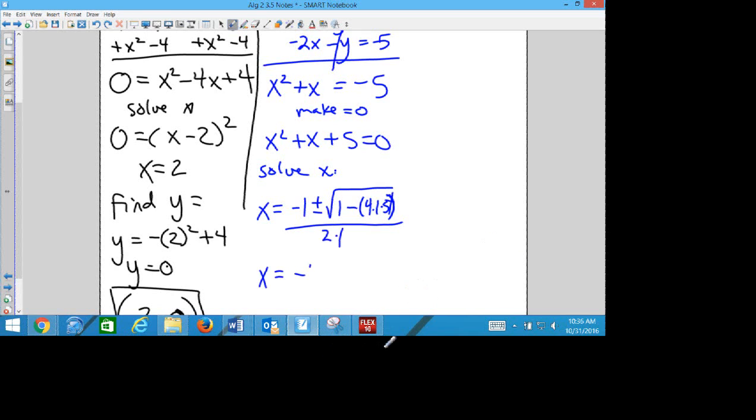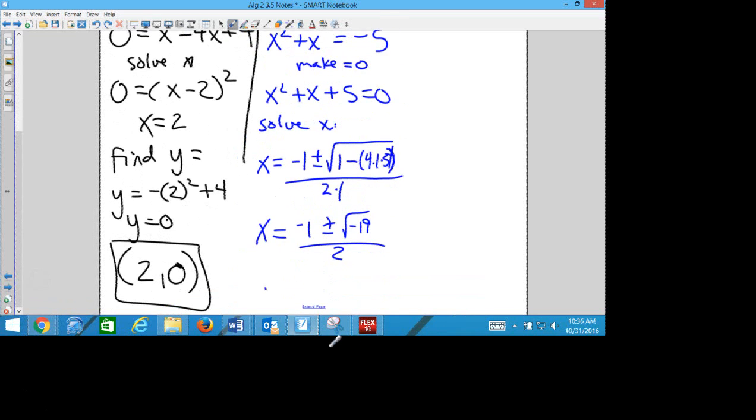So when you do the discriminant, you get negative 19. So we know there's no real solution. That would have an imaginary answer, so there's no real solution.